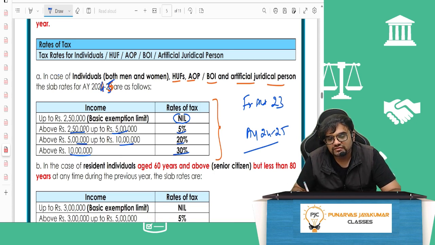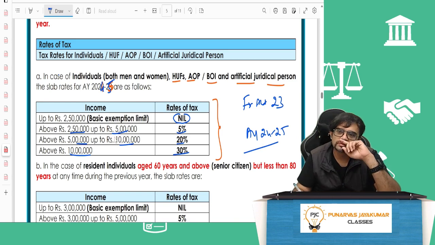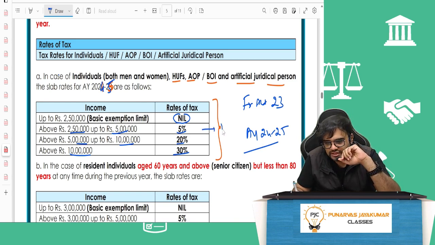So this 2,50,000 to 5 lakh, that is for 2,50,000 rupees, 5%. How much will it come up to? If you do the math, 12,500. Then 5 lakh to 10 lakh, for 5 lakh, 20% will be 1 lakh. So shortcut, up to 10 lakh, how much you have to pay? 1,12,500. And above 10 lakhs, it is 30%.